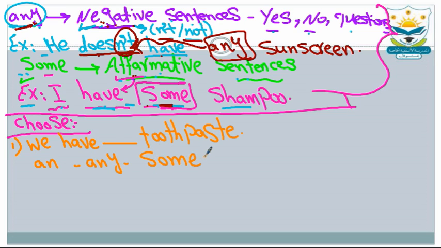تمام؟ بيقول لي يا سنة رابعة we have space toothpaste. We have an ولا any ولا some. طب هنشوف مع بعض. This sentence is affirmative or negative? This sentence is affirmative. دي طبعا جملة مثبتة. طب طالما هي جملة مثبتة what should we use? An ولا any or some? We should choose some. يبقى we have some toothpaste. We use some here because this is an affirmative sentence عشان دي جملة مثبتة.